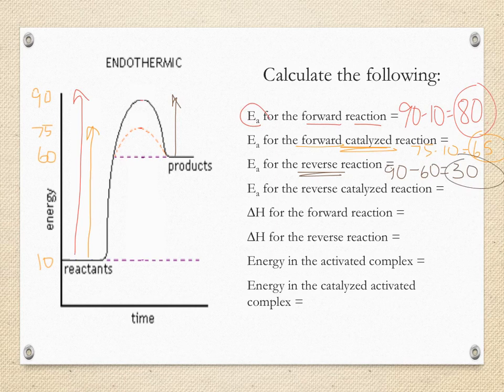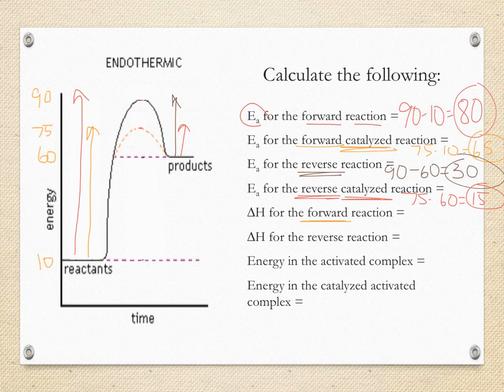And then activation energy for the reverse catalyzed starts at the end and goes to the top of the catalyzed hill. Start at the products, go up to here. That'll be 75 minus 60, which is 15. Remember that all of those activation energies are always positive. It's just the distance between the two, regardless of whether you're going up or down. But for delta H, which is my next one, it depends on whether you're going up or down. So let's look at the next one.